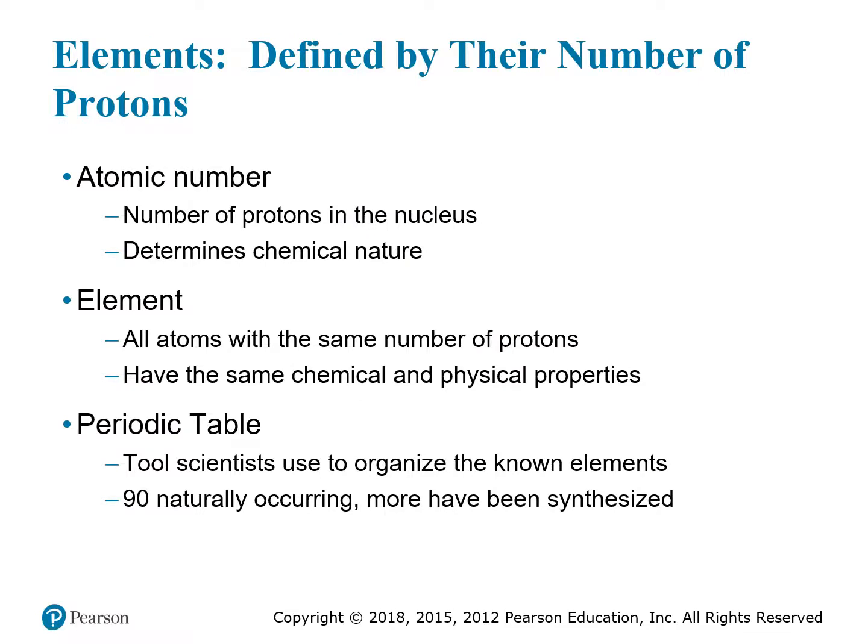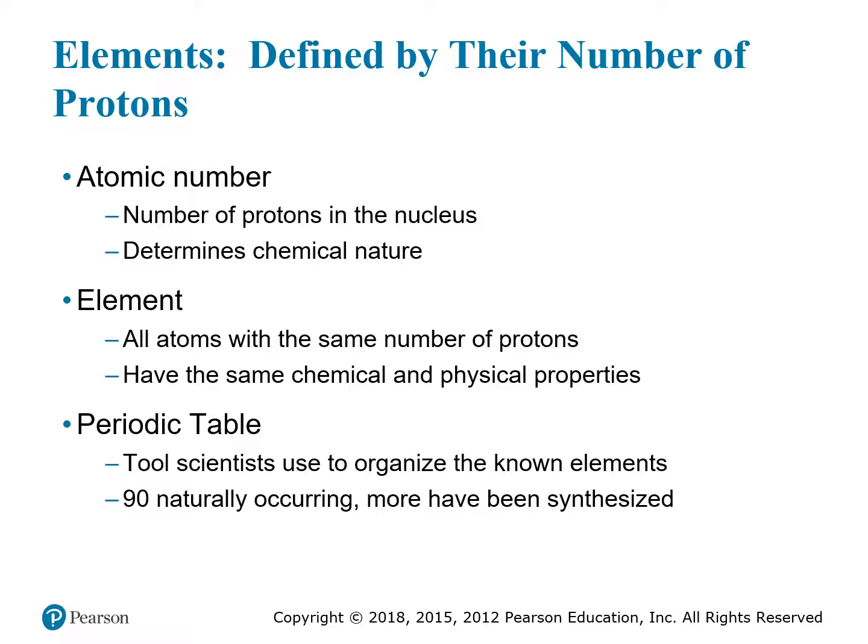So if we put together a bunch of atoms, we have something which, if they're all the same, would be considered an element. And an element is always defined by its atomic number. The atomic number is just the number of protons in the nucleus, only the number of protons. And that helps to determine its chemical nature.